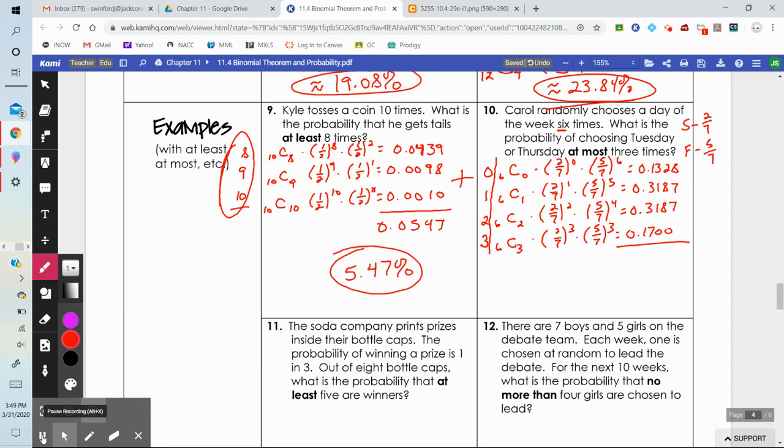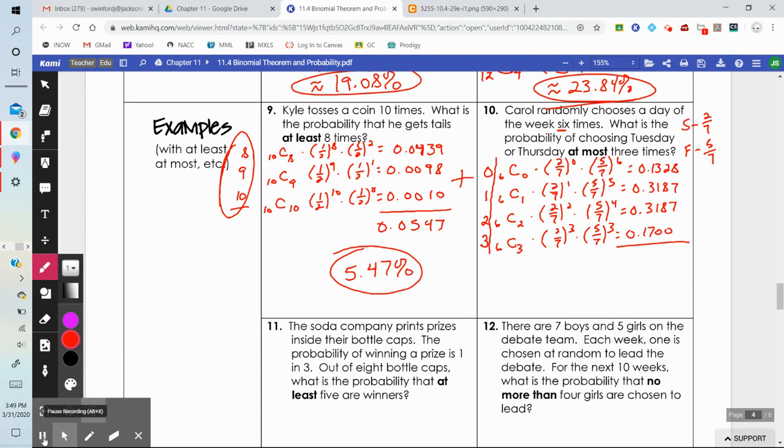And here are the different probabilities I got. About a 13% chance that you're not going to choose either Tuesday or Thursday at all. About a 32% chance, and notice these two are actually the exact same, that you're going to choose a Tuesday or Thursday once or twice. And then there's a 17% chance that you're going to choose Tuesday or Thursday 3 times.